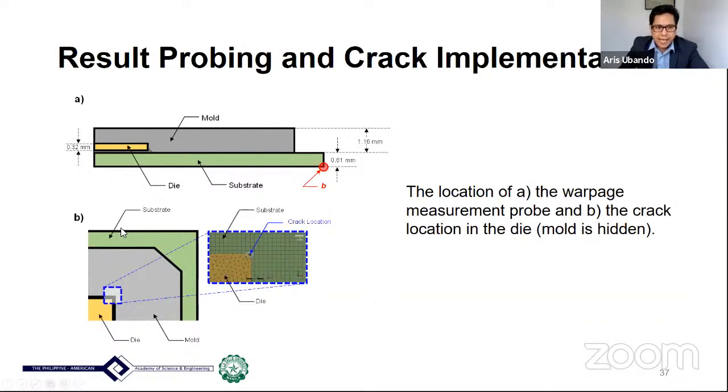If we are looking at the package here at letter B, we try to apply, of course, initially for the whole package at point B here, some introduction of the crack location or the initial crack propagation. We have in this section the corner of the die as shown in this figure.